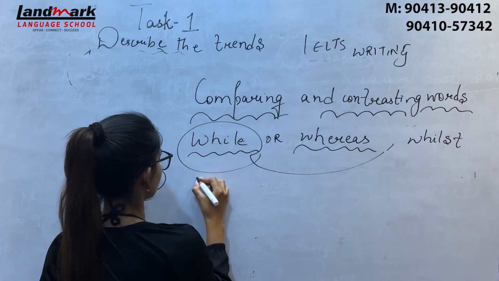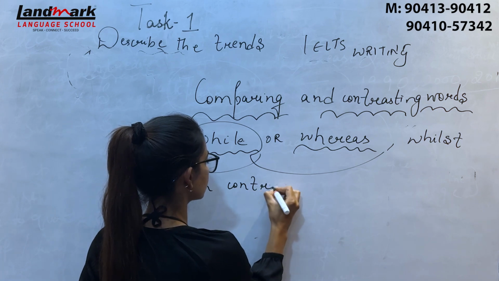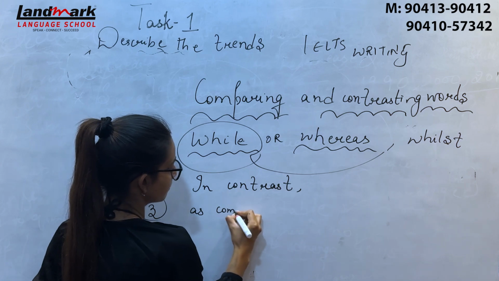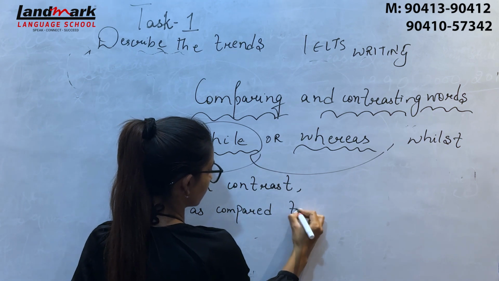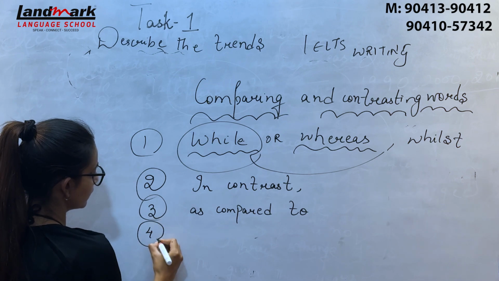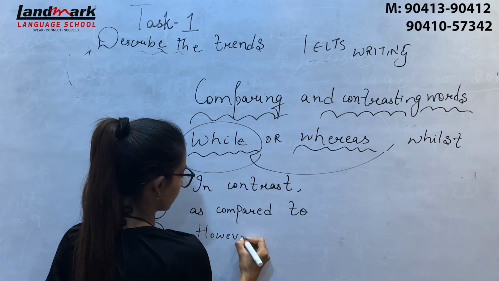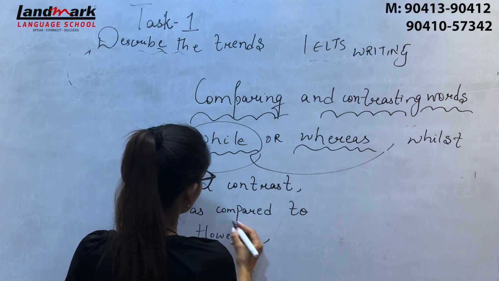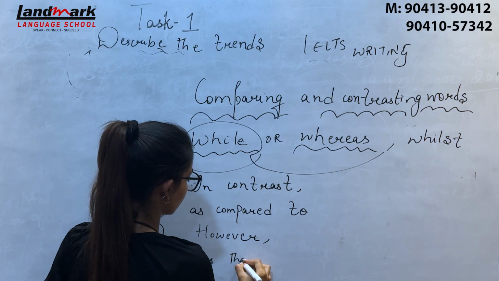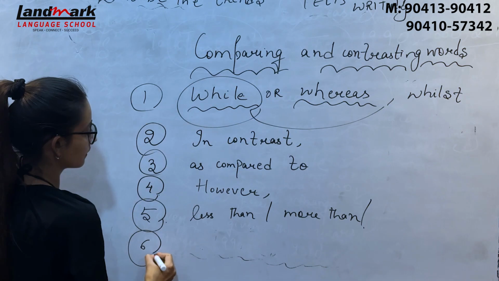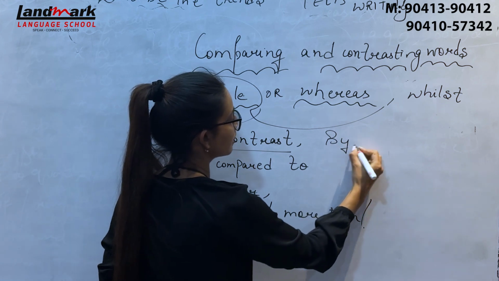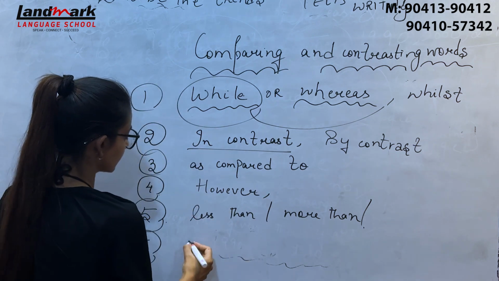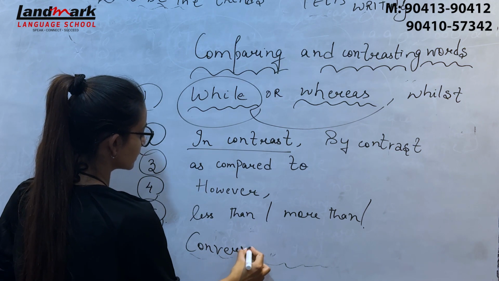The second word is "in contrast". Then put a comma. Then we have "as compared to". Then we have "however", and we can also use "less than", "more than". For "in contrast", we can also use "by contrast". And the last word is "conversely".